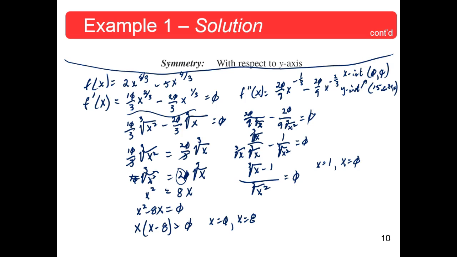Oh, that's interesting. We have a point of inflection and a critical value at the same thing. Ha! That means the first derivative is equal to 0 there, the second derivative is not defined there. This could be interesting, okay?